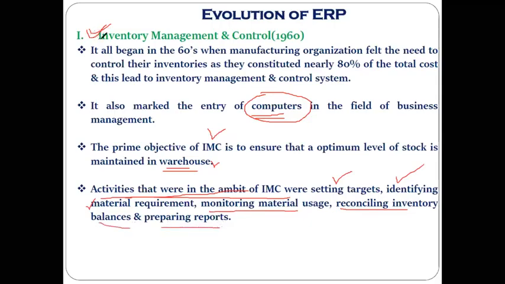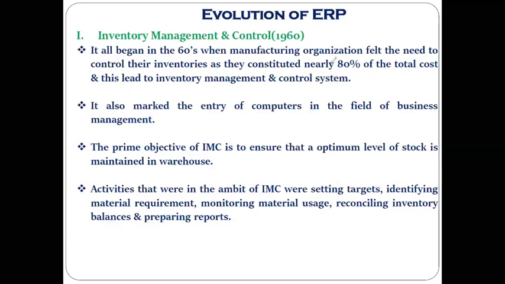So this system was inventory management and control, the first modern information system which we started utilizing on computers. What main activities are performed using it? Setting the targets, for example, in this month how much raw material are we going to require? Then identifying the materials, which materials we will need, the material requirement. Monitoring the material uses means whatever material you have, whether it is getting utilized correctly or not. Reconciling the inventory balance, how much material is left, and preparing the report for all these things. Those were the main activities performed utilizing the first modern information system, referred to as inventory management and control, used with the help of computers.